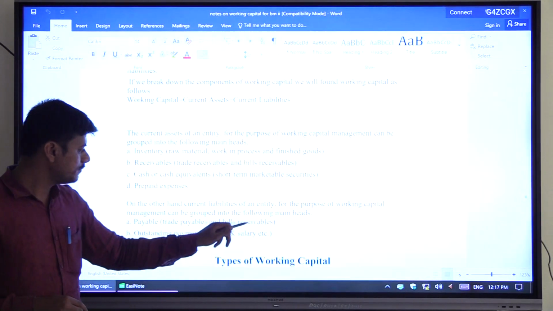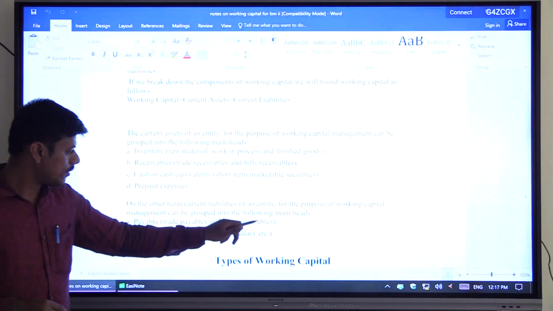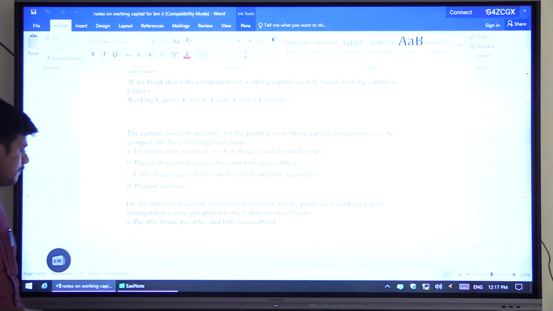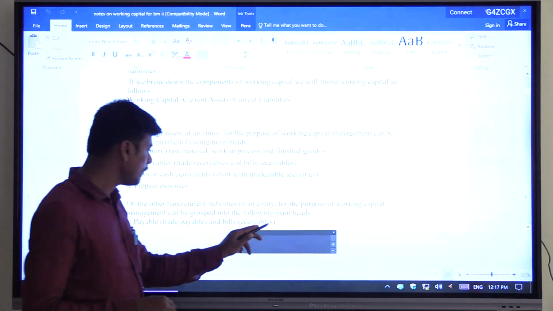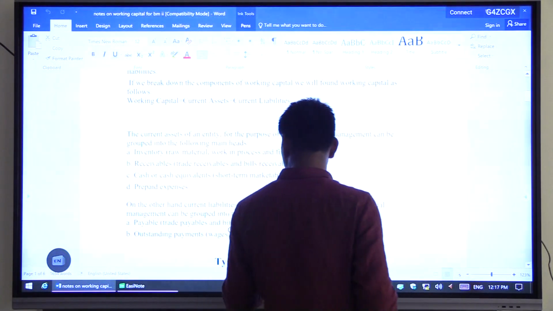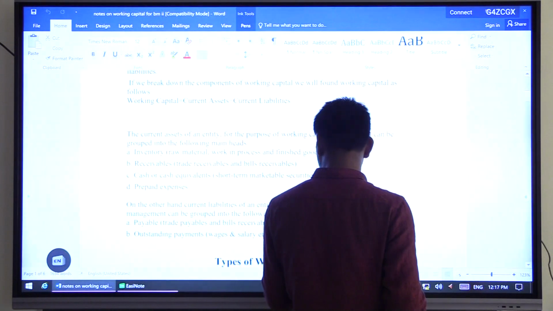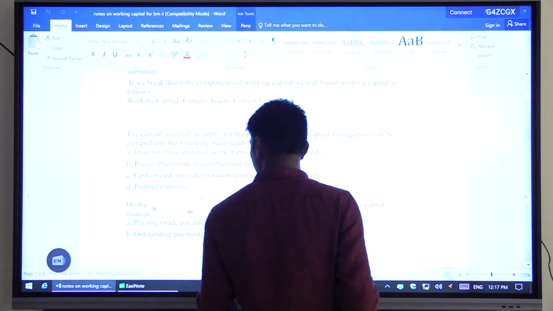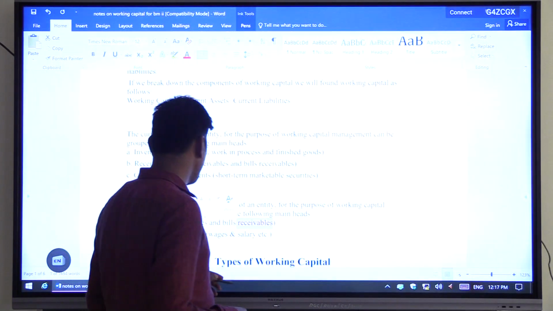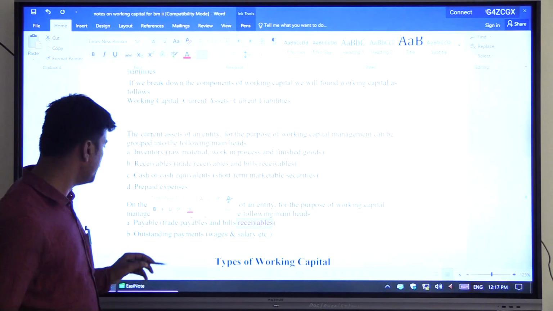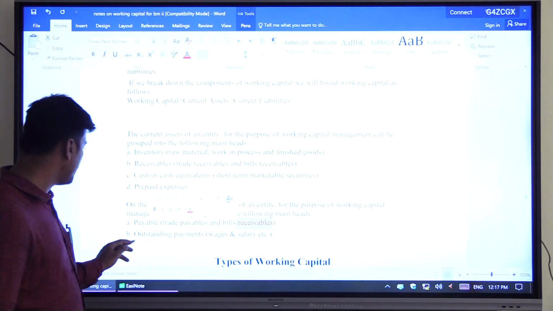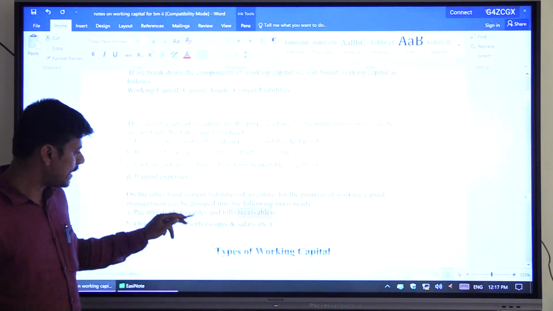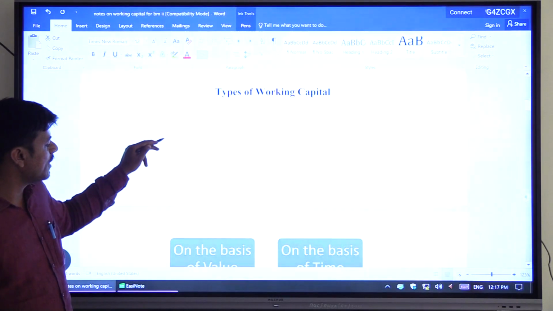Bills payable, this is the wrong word, not the bills payable. Not the bills receivable, it is also the bills payable. Then, which is not a receivable, it is also the bills payable. And after that the outstanding payments like wages and salaries, etc. And after that, we also analyze the types of working capital.